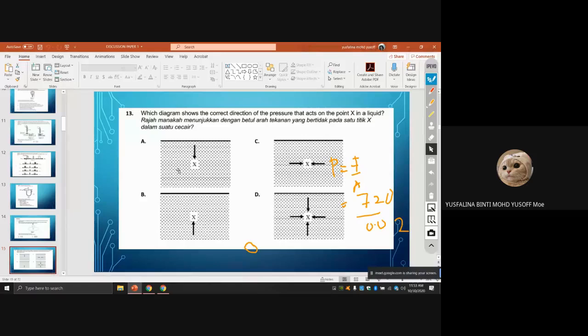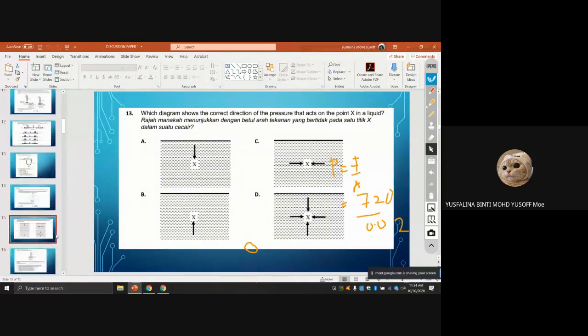So which diagram shows the correct direction of the pressure, the force on the liquid, the pressure on the point X in the liquid. So this one the answer should be D. Okay, so the pressure will act in all directions. Okay, so number 13 is D.